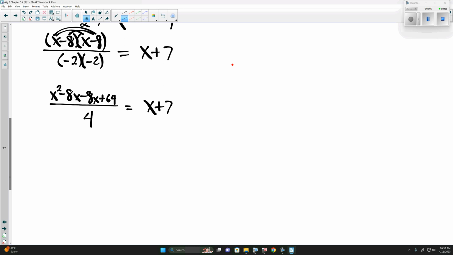Now we can combine like terms in the numerator, because negative 8x minus 8x is going to be negative 16x.